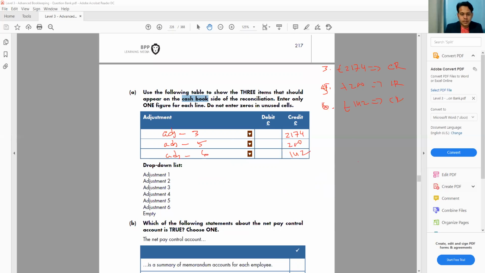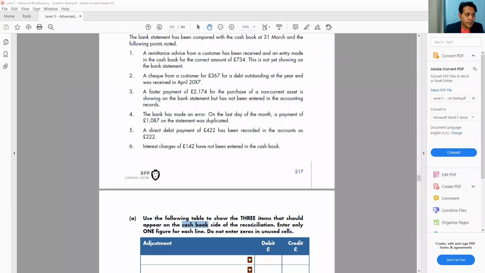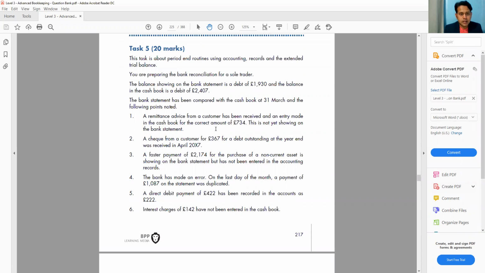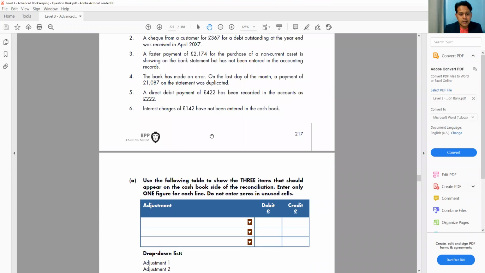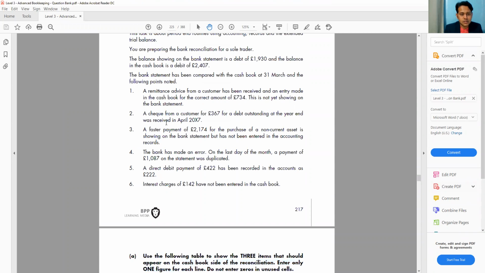All right, so let's move on to our next page. Okay, Umit, you said point number 2: a check from a customer for a debt outstanding at the year end was received in April. Now we are talking about the cash book. If anything is outstanding, a check from the customer for a debt was outstanding.